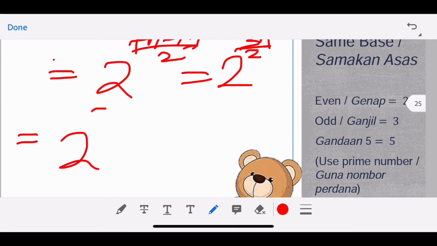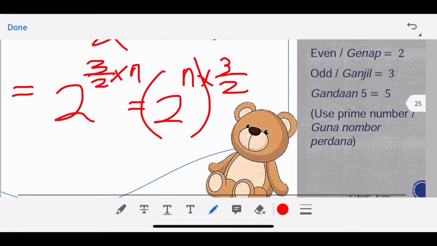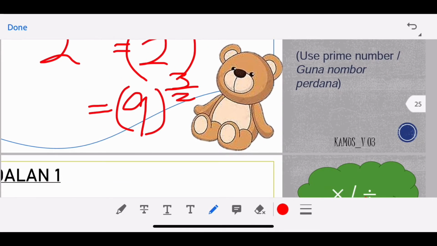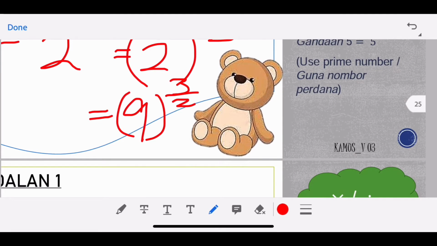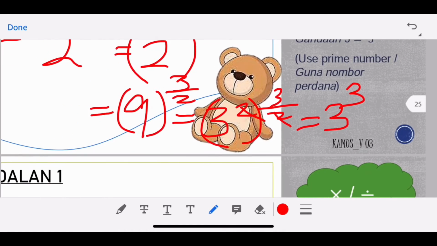So still remember, when you have the power multiply, actually you can just swap the position. 3 over 2 n can be written as n times 3 over 2, right? Because it's multiply. Then because 2 power n is 9, then you substitute 9 to the power of 3 over 2, and then you know 3 power 2 is 9, so you can cancel out the 2. So the answer is 3 to the power of 3, which is 27 for this question.